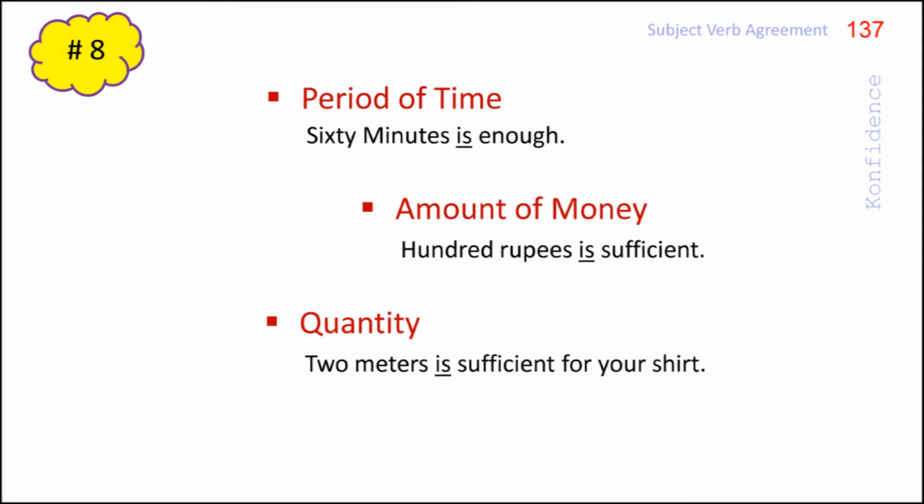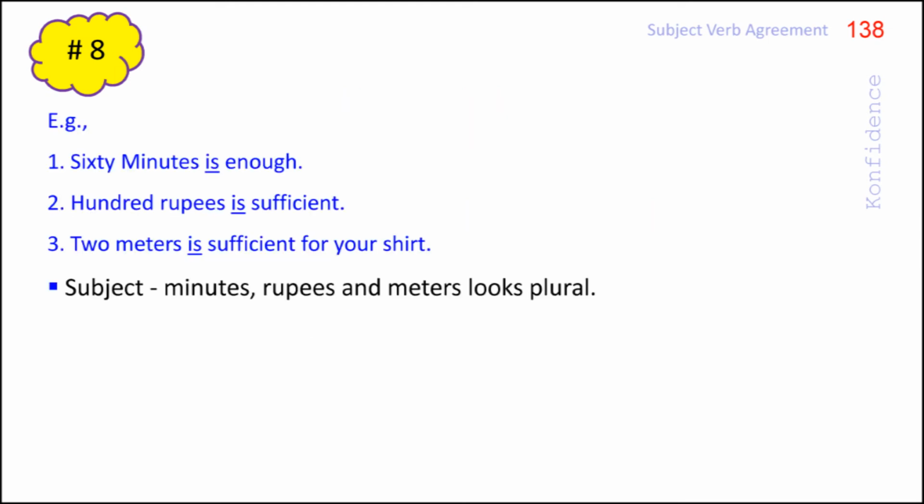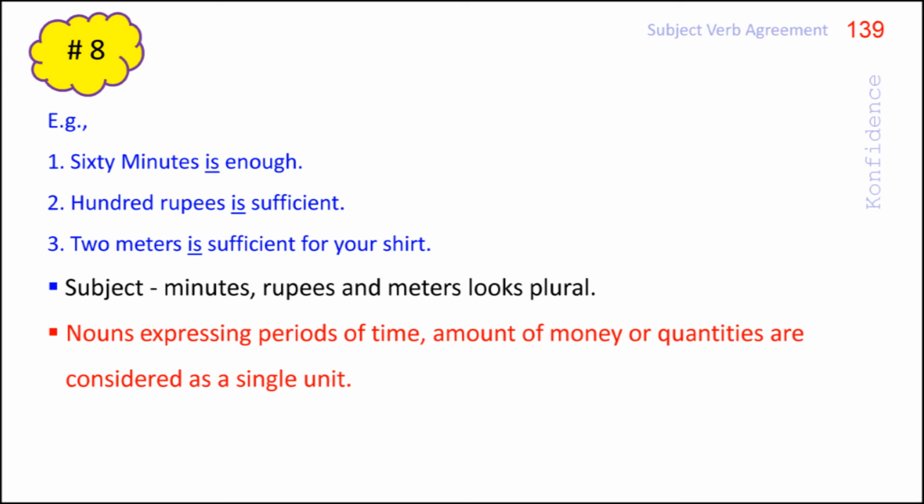These are some of the special cases. In the given sentences, we may feel that the verbs are used wrongly. In all these sentences, a singular verb is used. But the subjects, minutes, rupees, and meters in these sentences look plural. But we must understand that nouns expressing periods of time, amount of money, or quantities are considered as a single unit. So singular verbs must be used in these cases.